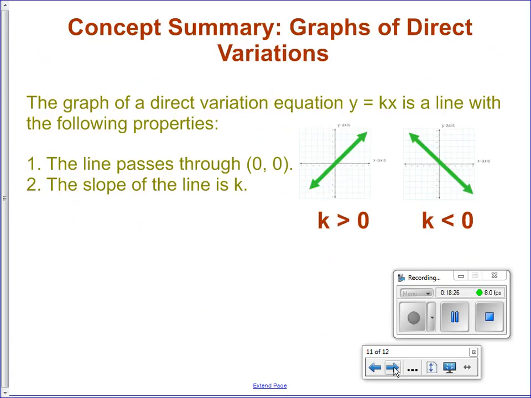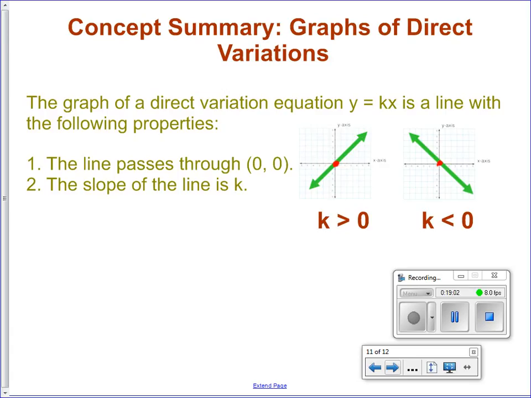All right, so to summarize our lesson today regarding graphs of direct variations, the graph of a direct variation equation y equals kx is a line with the following properties. Number 1, the line has to pass through 0, 0. In order to be a direct variation, it must go through 0, 0. And the slope of the line is k.